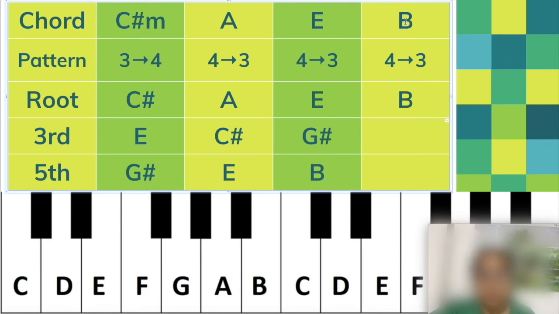And then lastly, the B chord is composed of 3 pitches, namely B. Then from B, count 4 half steps to the right, you will get a D sharp. Then count 3 half steps to the right, then you get an F sharp.